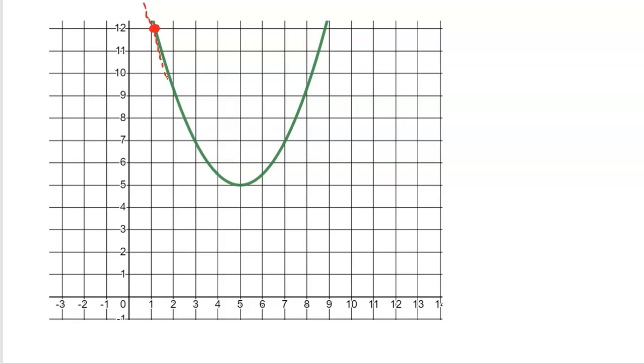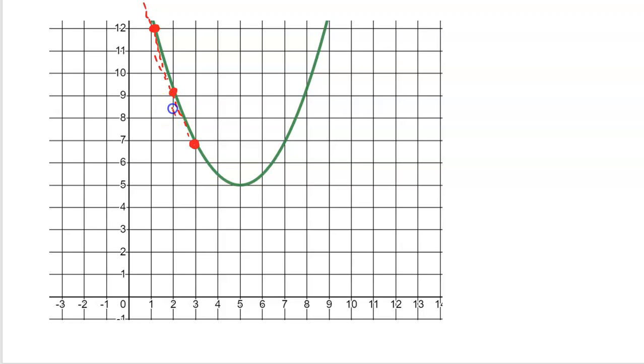Has a large magnitude, but it's negative. If I put a bowling ball on that line, it's going to roll fast. And then if we compare this slope right here, we'd say, okay, it's still negative, but it's still pretty high magnitude, but not quite as high as the first red line. And then we put a dot right here.